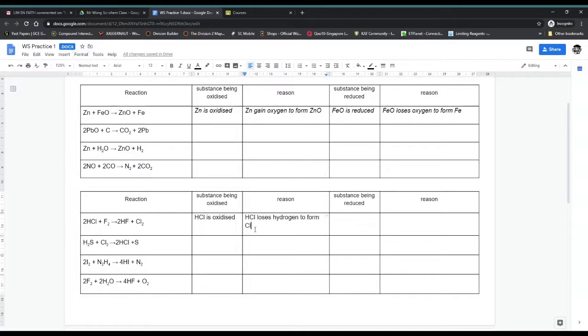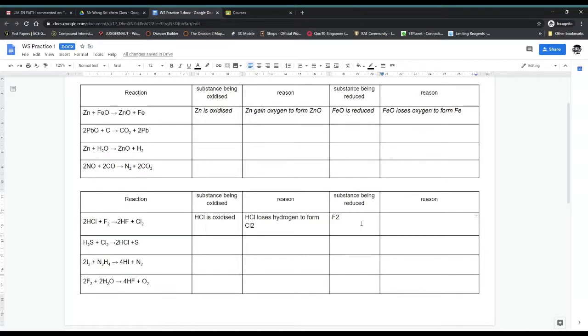Okay, never mind. We'll just do Cl2 first. To continue from here, which substance is reduced? Very simple. Since we already found the substance that is being oxidized, the other reactant will undergo reduction, which in this case is F2. F2 is actually reduced, right?